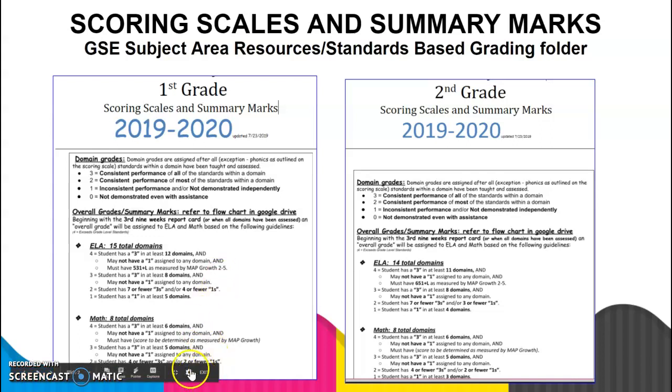In math, you'll see that we will be changing that score. We'll be using the RIT score as measured by MAP Growth, but we do not have that exact number yet. After the first administration, we plan to have numbers to work with, and we'll update that expectation after reviewing our data and speaking with our MAP representative.